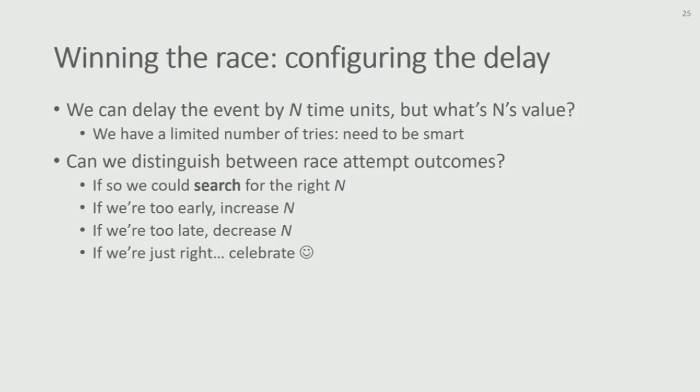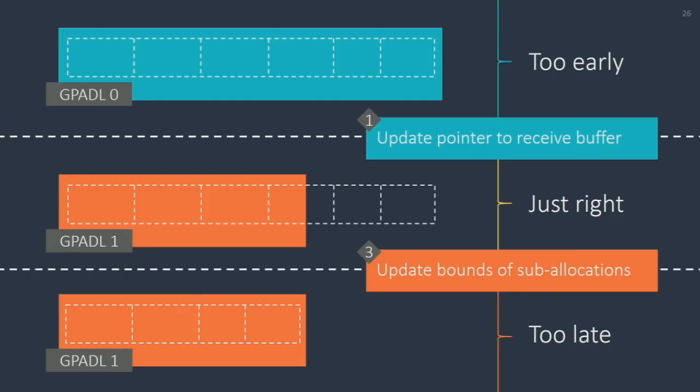But maybe we are able to distinguish between us being too early in the race or us being too late in the race. If we're able to do that, then we can just adjust the number of failure messages: increase if we're too early or decrease if we're too late. Taking a look at what happens if you're too early, you're actually just going to be writing to the old receive buffer with the correct sub-allocation bounds. And so your message ends up in here. Since the receive buffer is shared between the guest and the host, as a guest, you can just read from that receive buffer and see that, okay, we were too early. Let's try again. If you're too late, it's going to be the same thing, but with the new receive buffer.